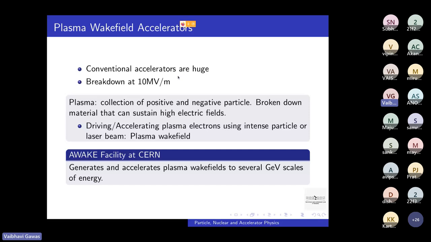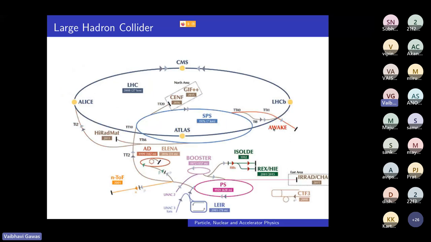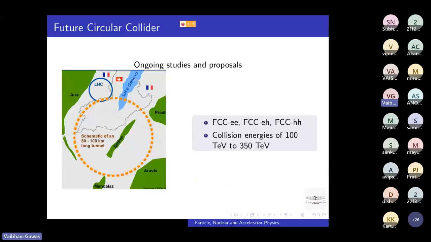So moving on from conventional accelerators that are huge, because these accelerators will also break down at a particular electric field: because of vacuum ionization processes, at 10 megavolt per meter of electric field, your vacuum starts to break down. So you have to idealize and get something better, and one idea is the plasma wakefield accelerator. There is a facility at CERN called the AWAKE experiment, which is currently using the plasma acceleration process.